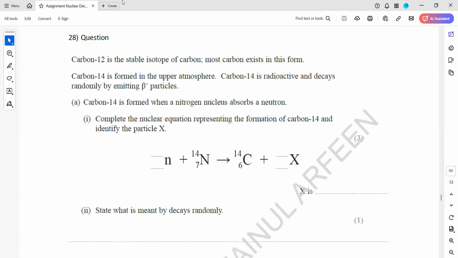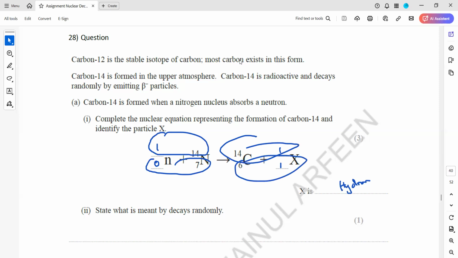So what is X? The neutron does not have any charge, so 1 and 0. The total should be the same on both sides. No proton is there, so 7 plus 0. This is 6, so 7 now, and 15. So if we put 1 and 1, which atom has 1 and 1? That is hydrogen. Because the total nucleon number and the proton number on the left hand side of the equation match the right hand side.